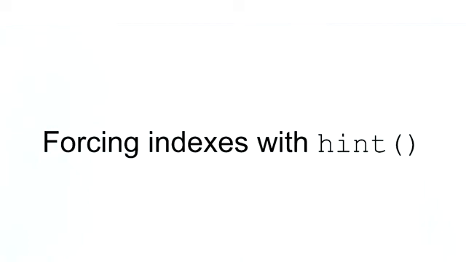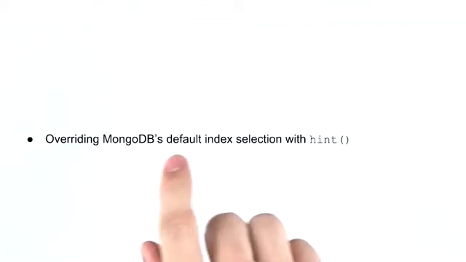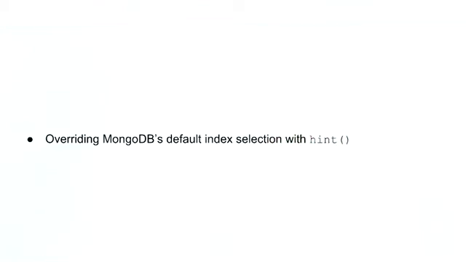In this lesson, we're going to discuss how we can force indexes using the hint method. And specifically, we're going to discuss how we can force a query to use a particular index, therefore overriding MongoDB's default index selection by using the hint method.